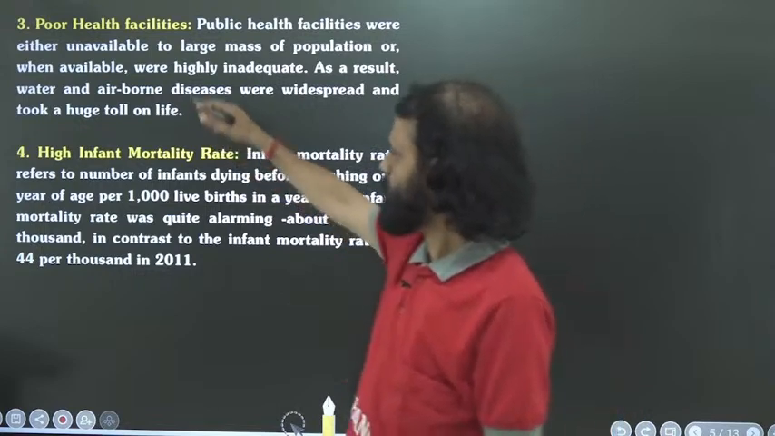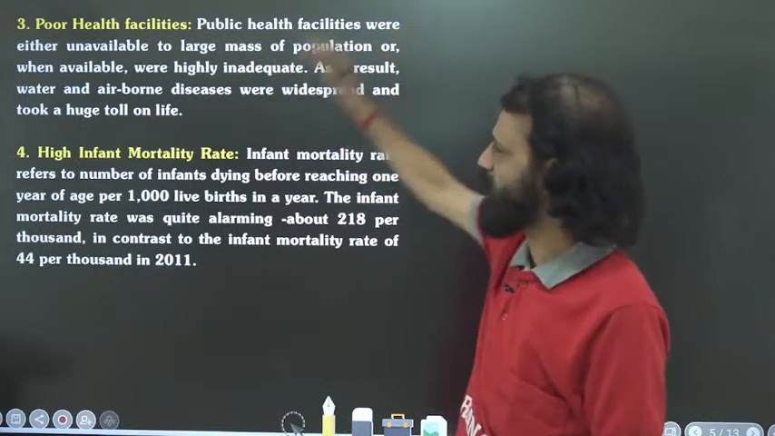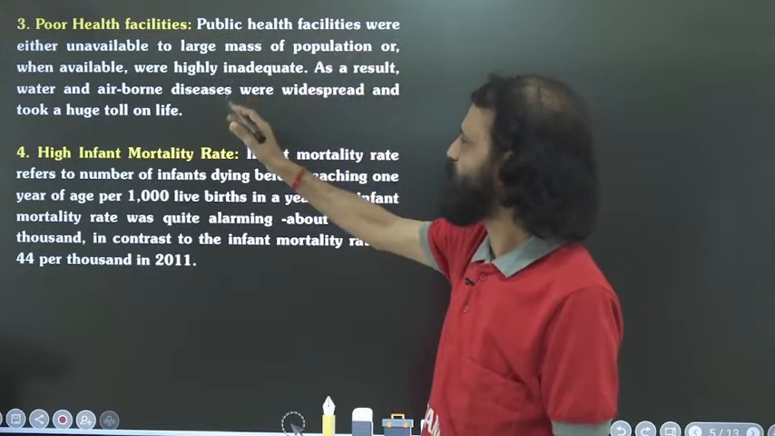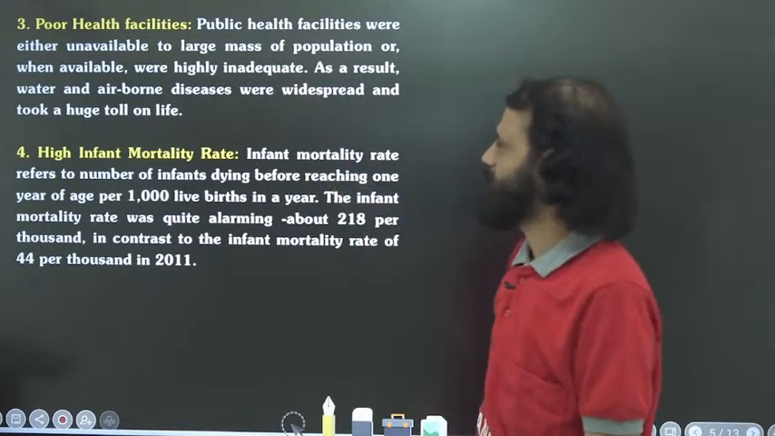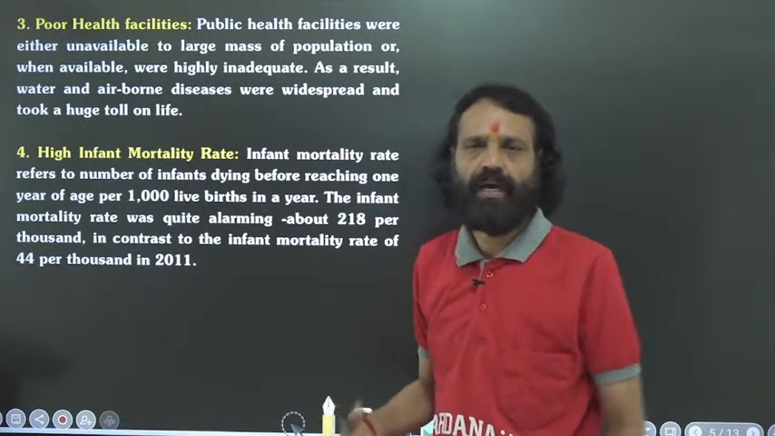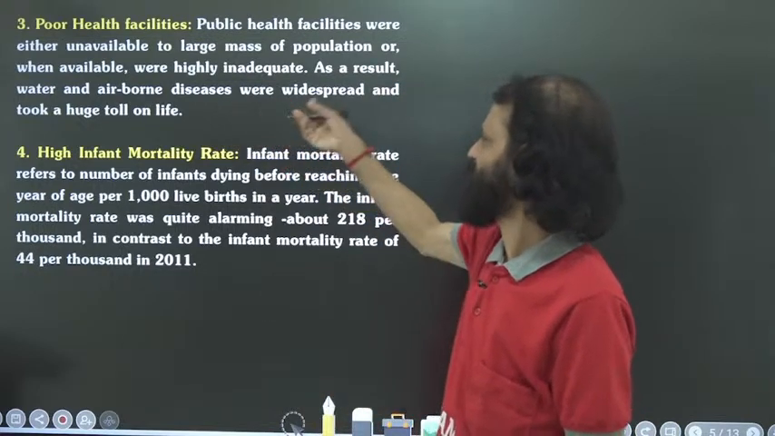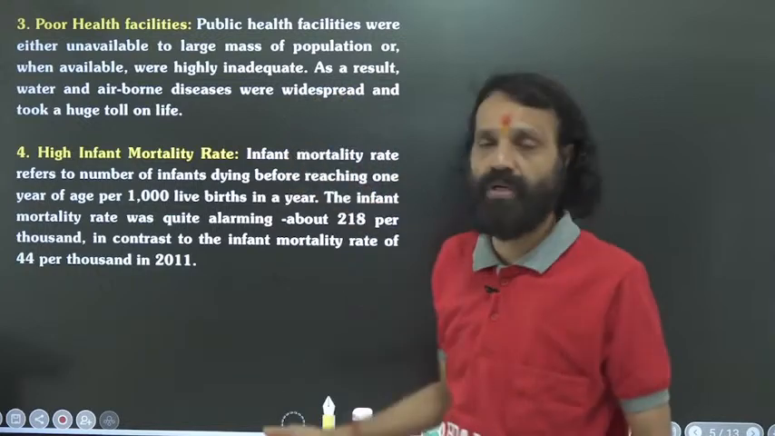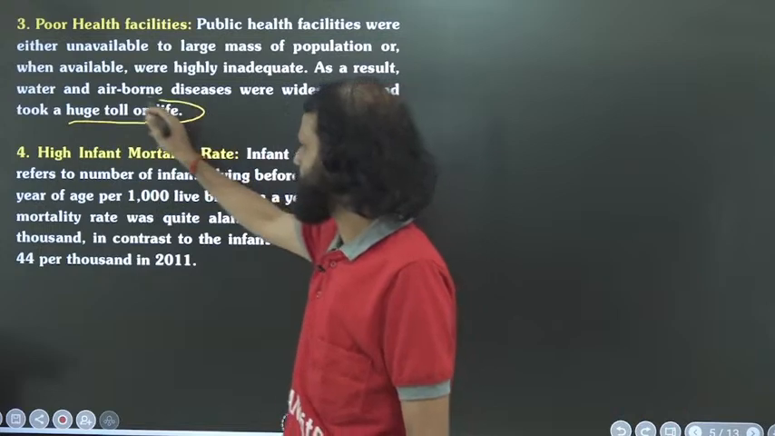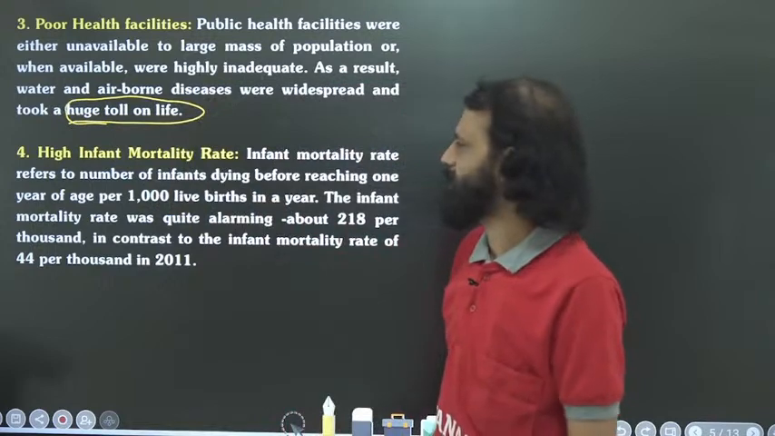The point you need to remember: poor health facilities. Public health facilities were either unavailable to a large mass of population, or when available were highly inadequate. In some places it was available, but not at a sufficient level. As a result, water and airborne diseases were widespread and took a huge toll in life. Means many people lost their lives. Many people died at that time.